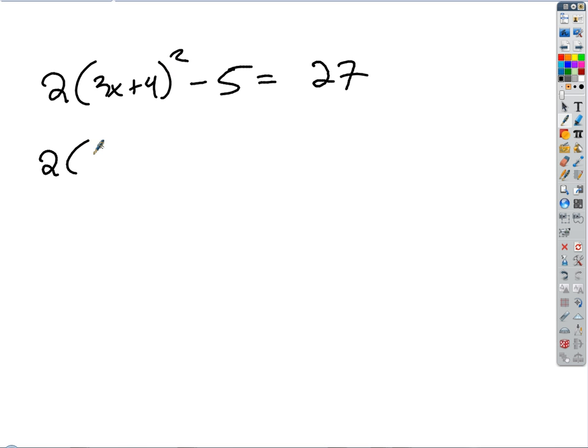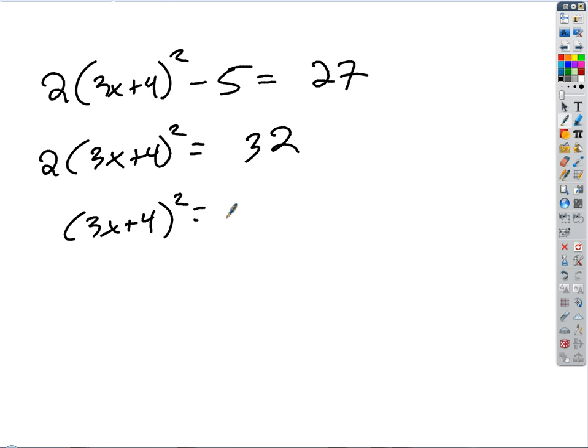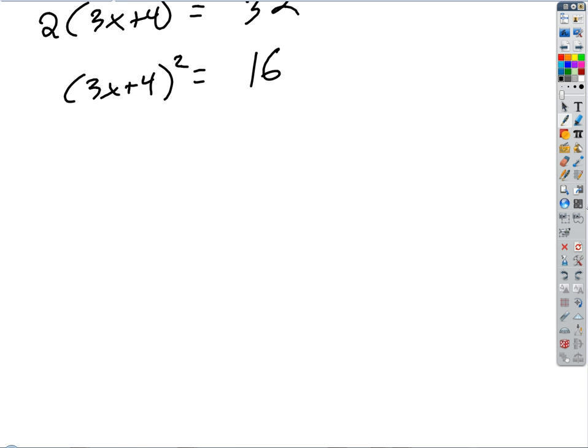So we get 2 times the quantity 3x plus 4 squared equals, what, 34? Divide by 2, right? 3x, whoops, 32. Gosh, I'm blaming this on the cough medicine. Divide by 2 and get 16. Okay. Square root, not 4, plus or minus 4. Good. So 3x plus 4 equals plus or minus 4.